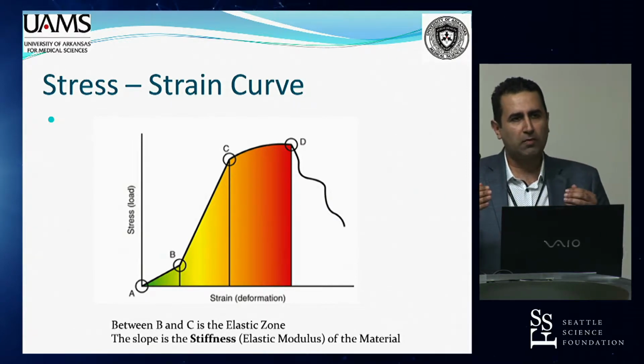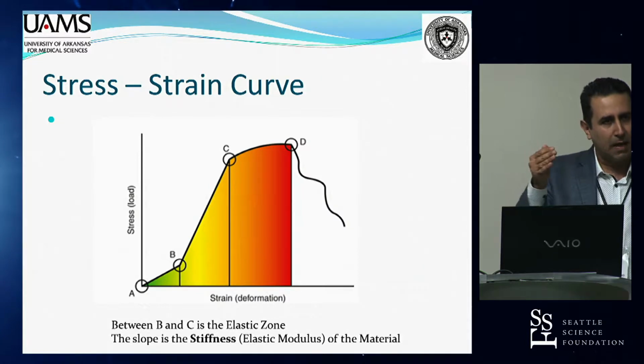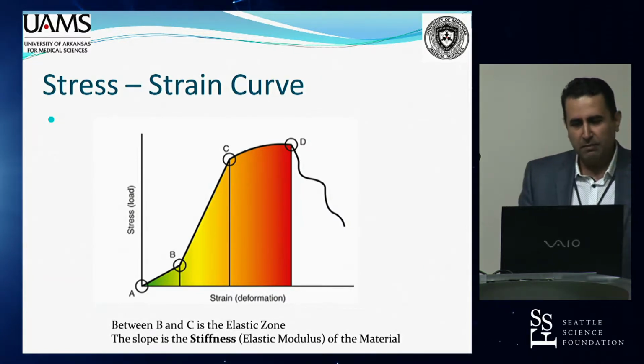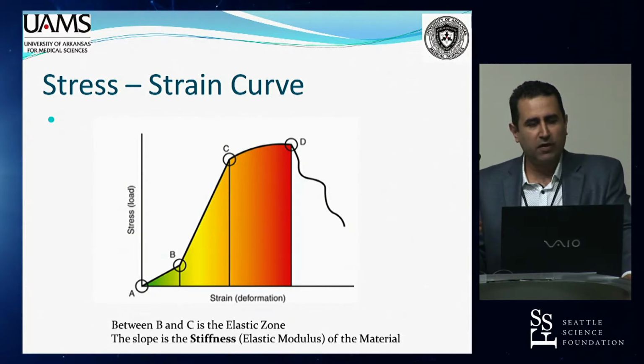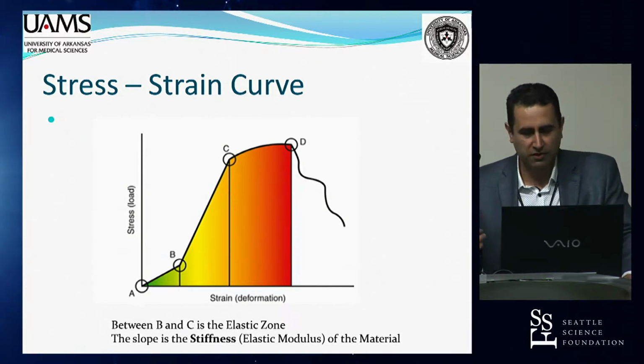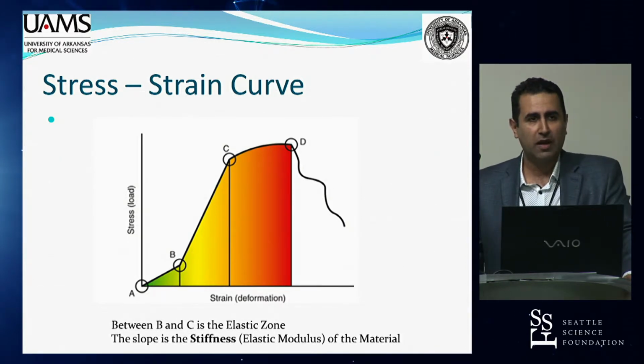It will deform, but by Hooke's law, there's a proportionality, and it can come back to its original shape. Past point C, that's known as the elastic zone. That slope is known as the elastic modulus, the Young's modulus, and we'll talk about that because it's a quantitative number that is applicable to a particular implant.